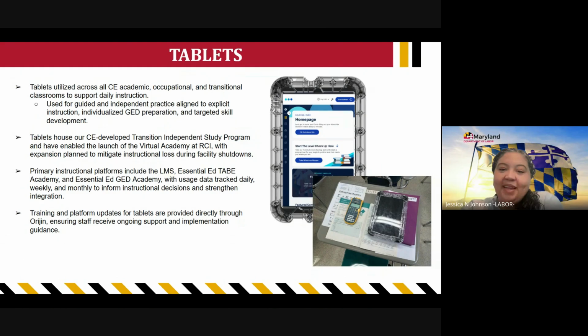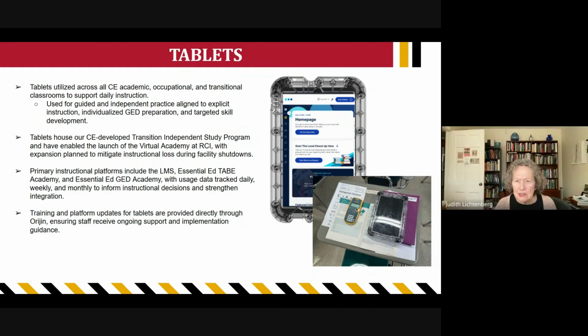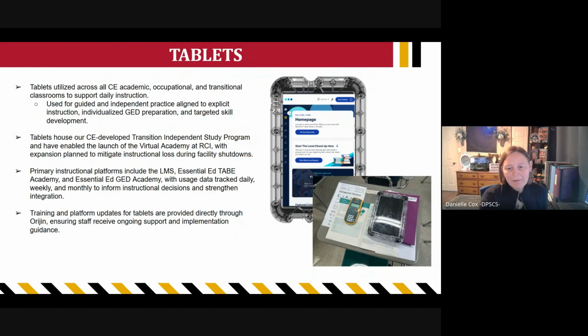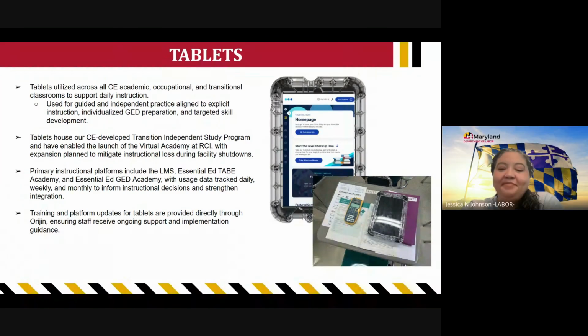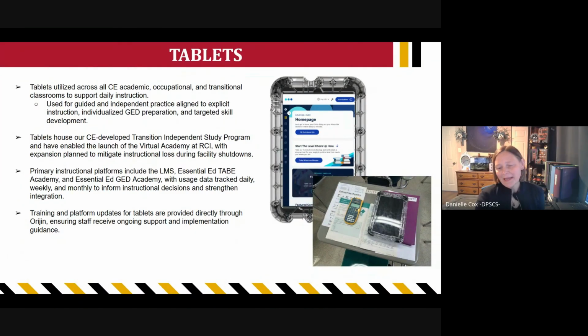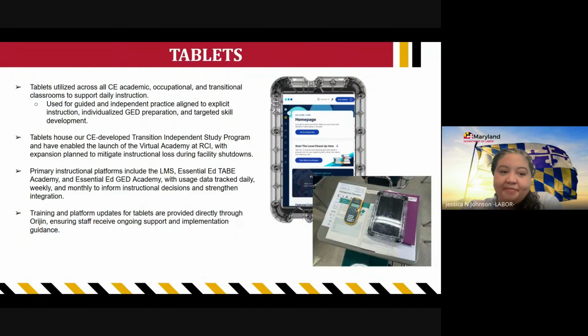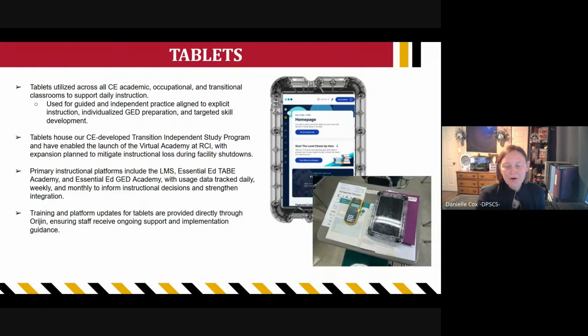So the materials for courses are not on the tablets that they have in their cells, right? They're only on the other ones. That's correct. The Vibe tablets are not used for education. There's not really an education platform on those tablets. There's a little bit, like lower level, like ABE stuff, that they can access through Adobe.